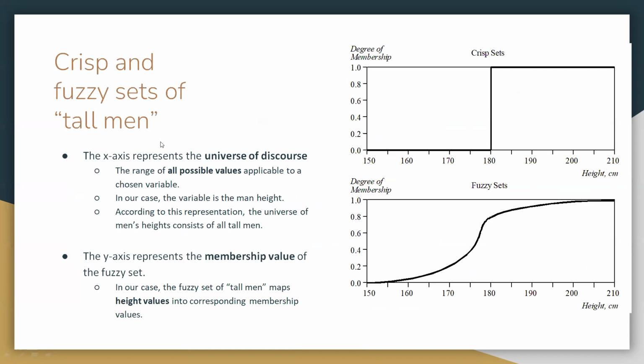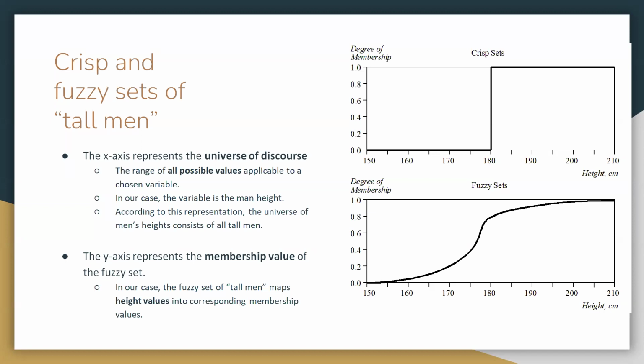If you want to represent it using a graph, it will look something like this. The x-axis represents the universe of discourse, the capital X, which means all possible values applicable to a chosen variable. In our case, the variable is the man's height. According to this representation, the universe of the men's height consists of all the tall men. And the y-axis shows the membership value of the fuzzy set. The membership value is the degree of membership.